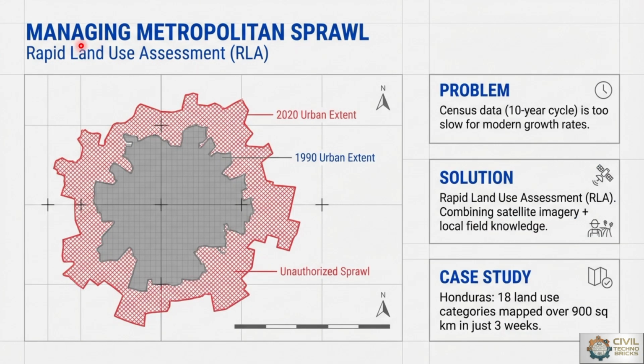Now with reference to managing metropolitan cities, sprawl, or population density in the city area, rapid land use assessment is more useful nowadays. Why? Because day by day the population is increasing, so land use and land cover is also increasing. Here the gray color is the 1990s urban extent. For the same city in 2020, after 30 years, the urban extent has exceeded up to that mark. So this is the unauthorized sprawl.